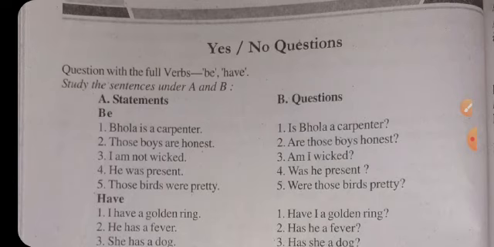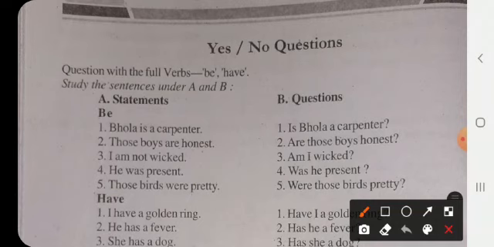So basically, when we have this kind of an answer with a yes or no option, then the question is formed. For example, look at this example given over here. The first statement, statement A, says Bhola is a carpenter, and the question is, is Bhola a carpenter? So what we have done is interchanged the helping verb with the subject and made it a question. Nothing is changed except Bhola and is.